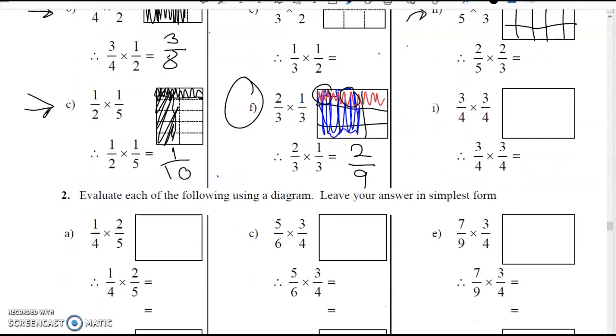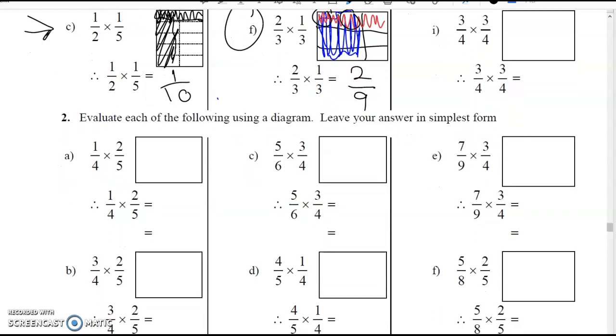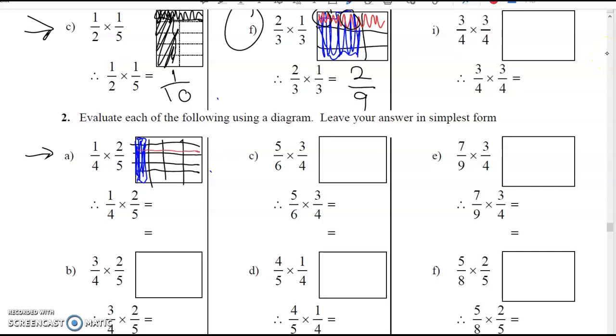Alright, if we just have a look at question 2, it says evaluate each of the following using a diagram. Leave your answer in simplest form. In A, you've got a quarter times by 2/5. So again, if we split this into 4 and then into 5, we've got 1/4 in terms of going across. Two-fifths, two rows.